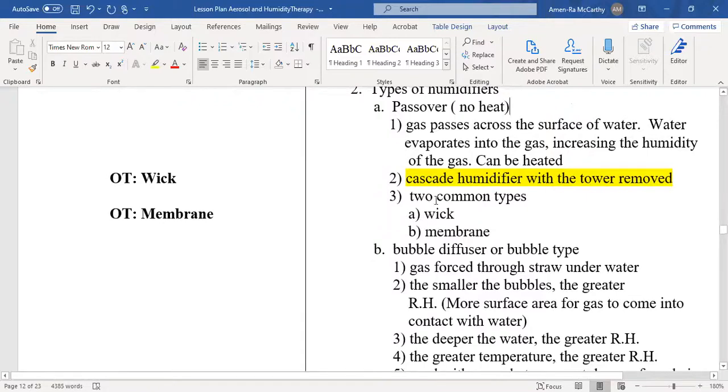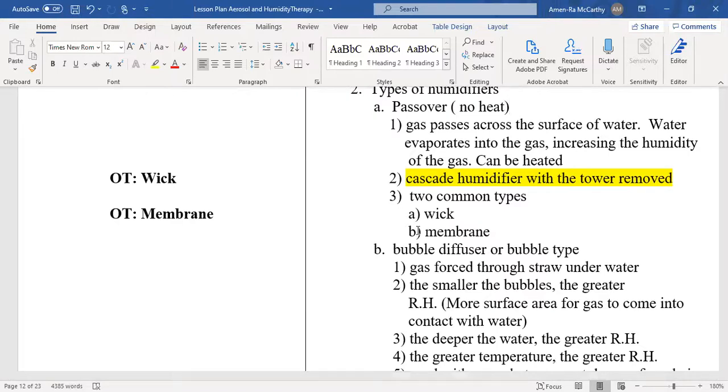Two common types of the passover: we have the wick type and the membrane type. The wick type and the membrane type are two types that they still test over, okay? The wick type and the membrane type.